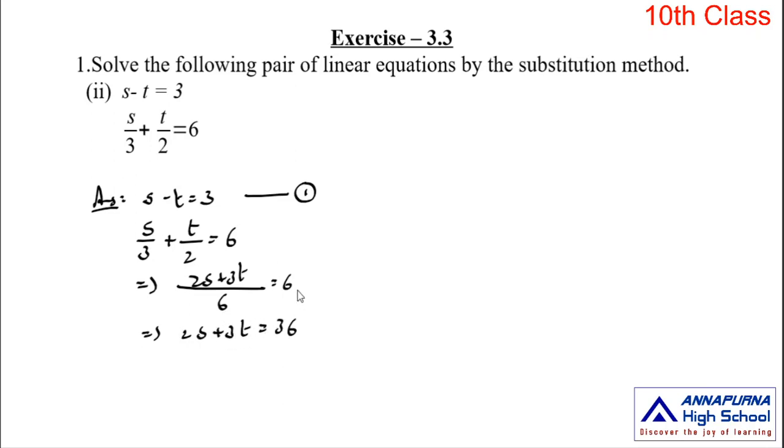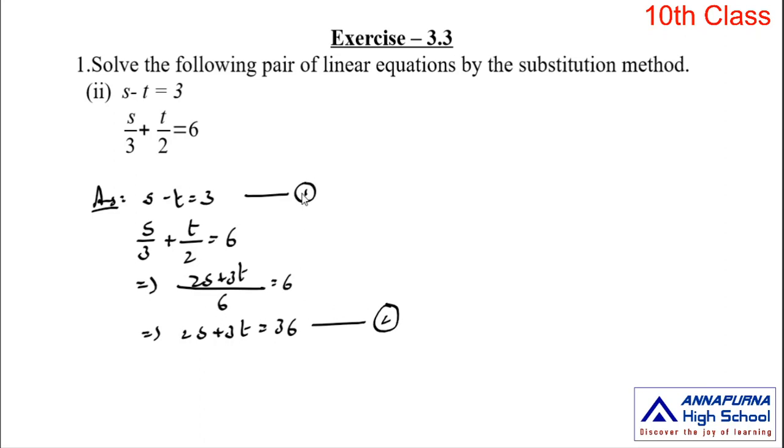When you transpose this 6 to the right side, it multiplies. So 6 into 6 is 36. Now this is the second equation, and observe the second equation. All are integral coefficients. There is no rational coefficient. There is no p by q form. Okay, all are integral coefficients.